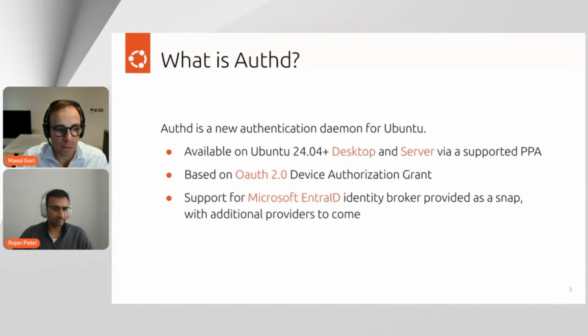At launch, at the time of recording this video, Microsoft Entra ID is the first identity broker that is supported through a dedicated snap. But we are already working on additional providers, both for the community as well as for the organization. The next one that will be released will be Google Workspace for enterprises and the traditional Google SSO for individuals, and additional providers will come in the coming months.